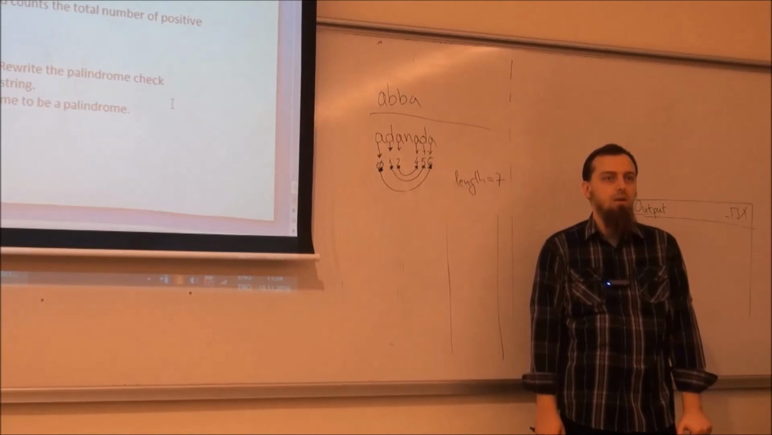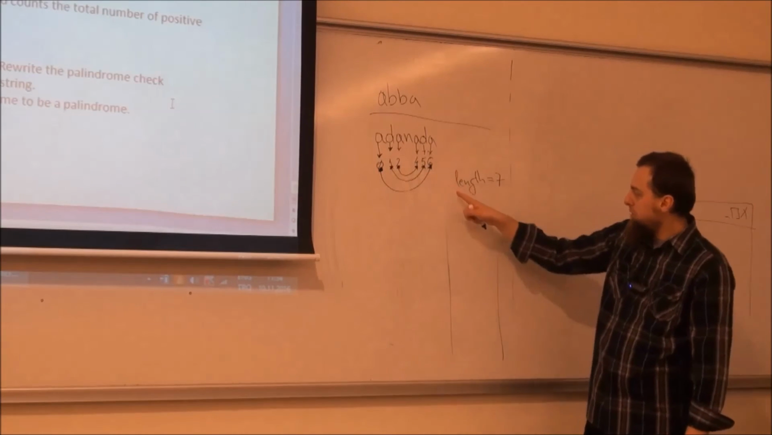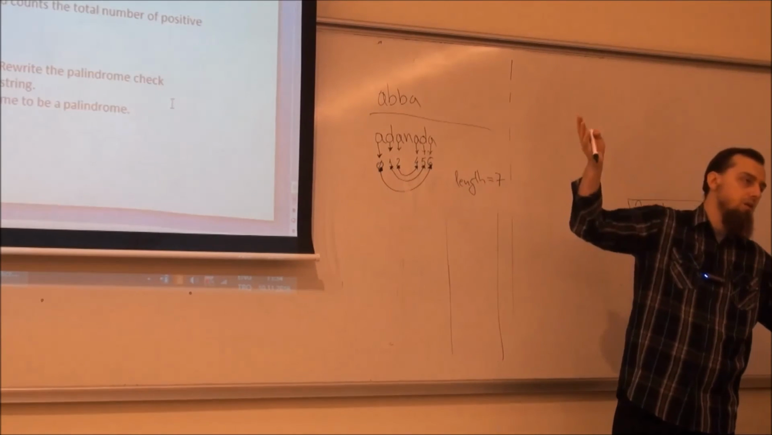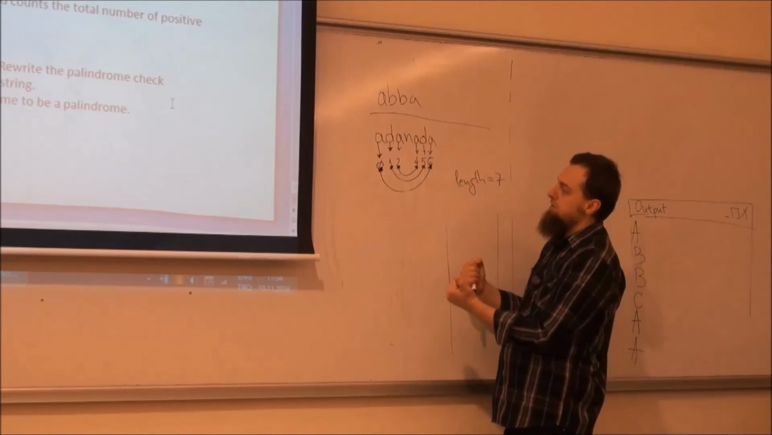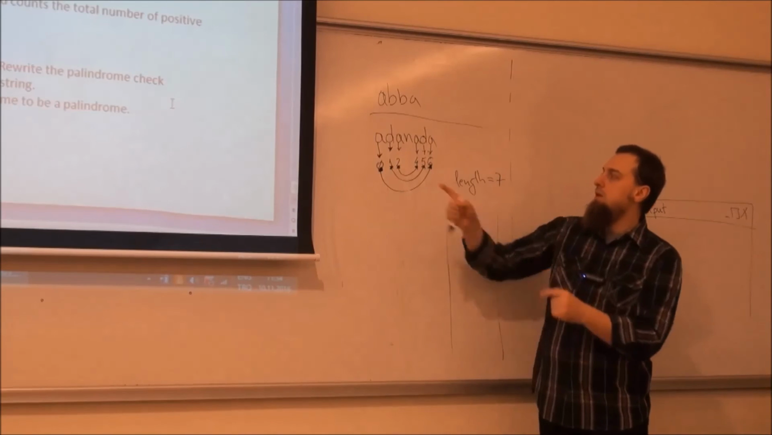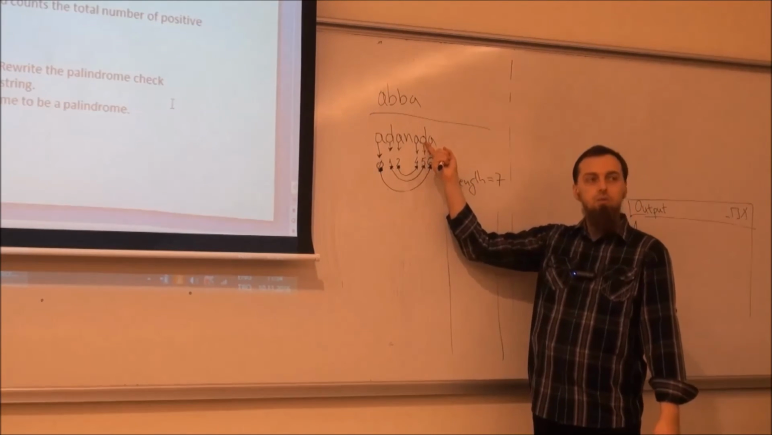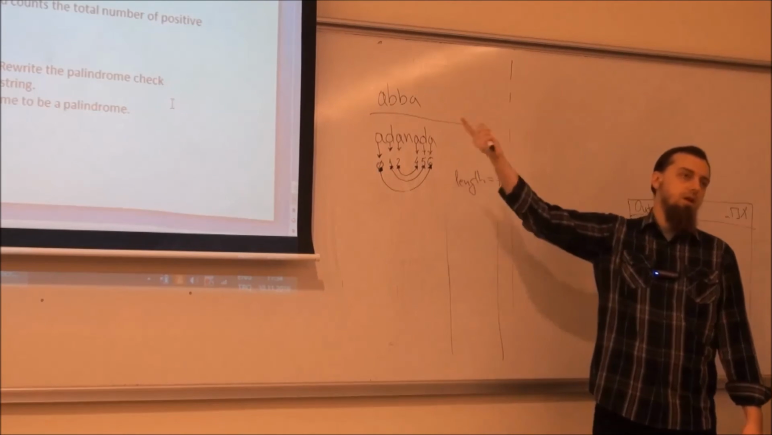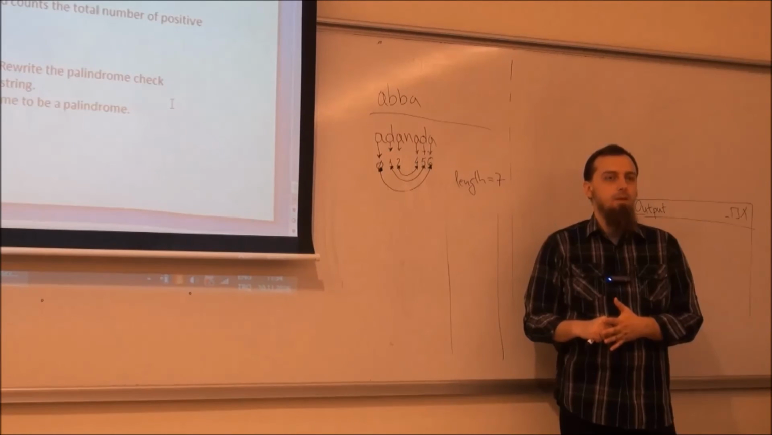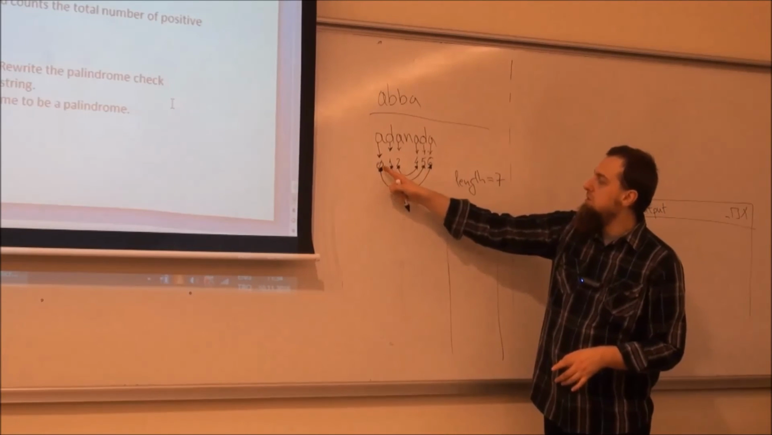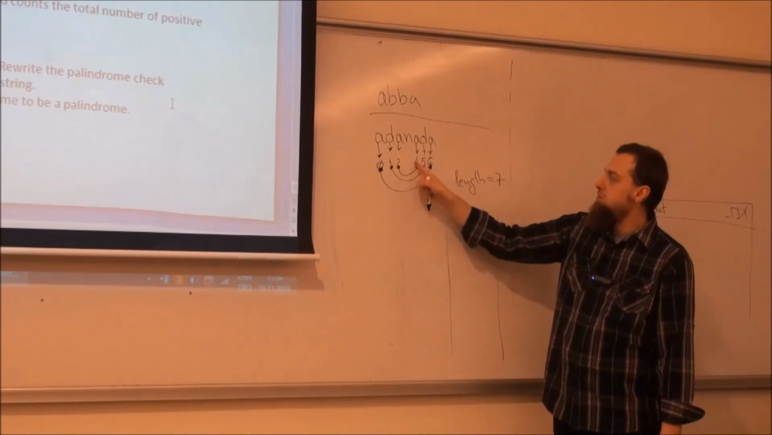So can we come up with a formula for this? What do you think? If we know that this is index 0, and we know that the length is 7 in this instance, it might be another number, can we come up with a formula that links the first index with the last one, the second index with the second from the end, and so on? Exactly, the sum of the indexes: 0 plus 6 is 6, 1 plus 5 is 6, 2 plus 4 is 6.